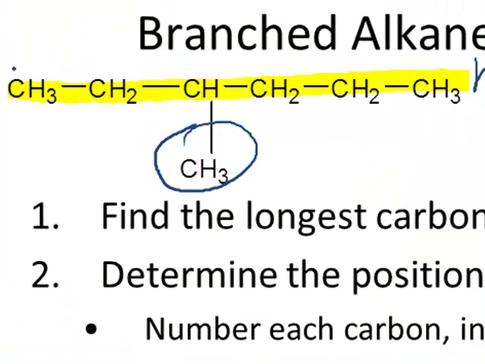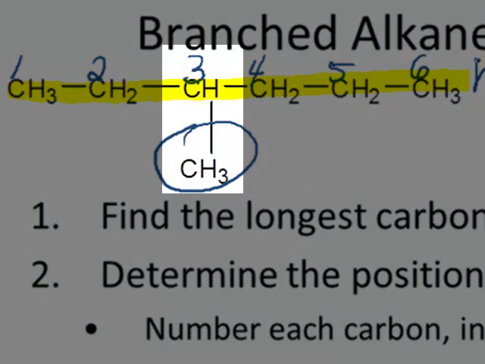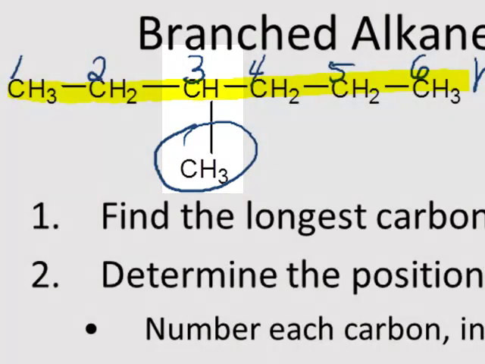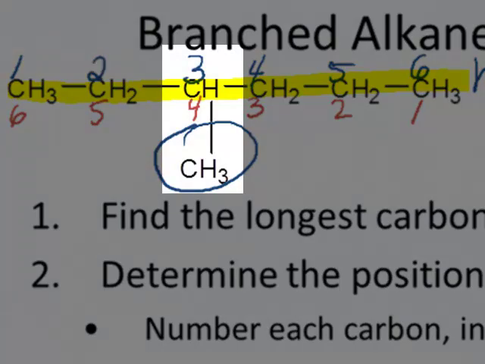One possibility is this. First carbon would be here, second, third, fourth, fifth, and sixth. If I do the naming this way, you'll notice that that branch that I've circled exists on the 3rd carbon. Let's see what happens if I go in the other direction, and I'm going to change color to make it easier for us to see the difference. If I go in the other direction, this would be my 1st carbon, my 2nd, 3rd, 4th, 5th, and 6th. Notice that this puts the branch at the 4th carbon.